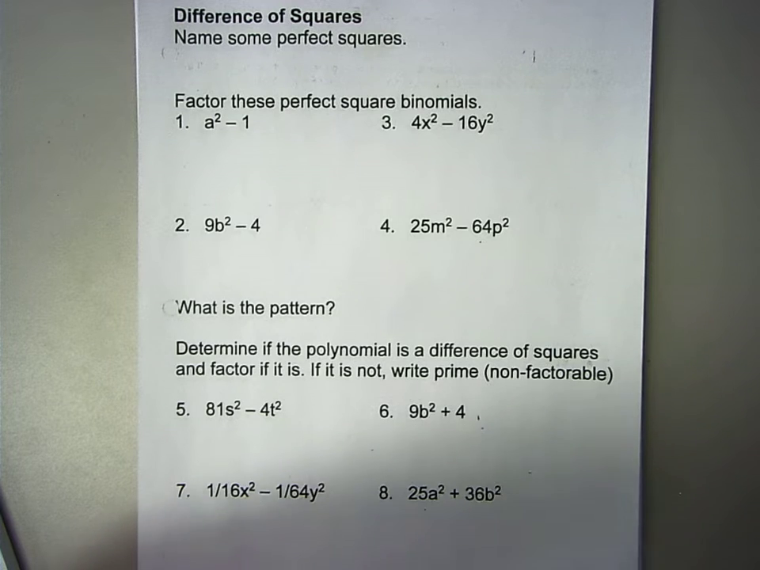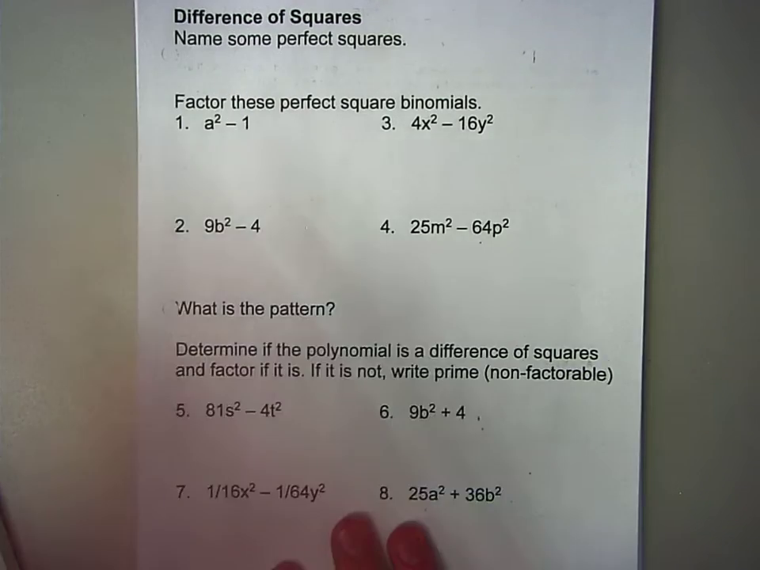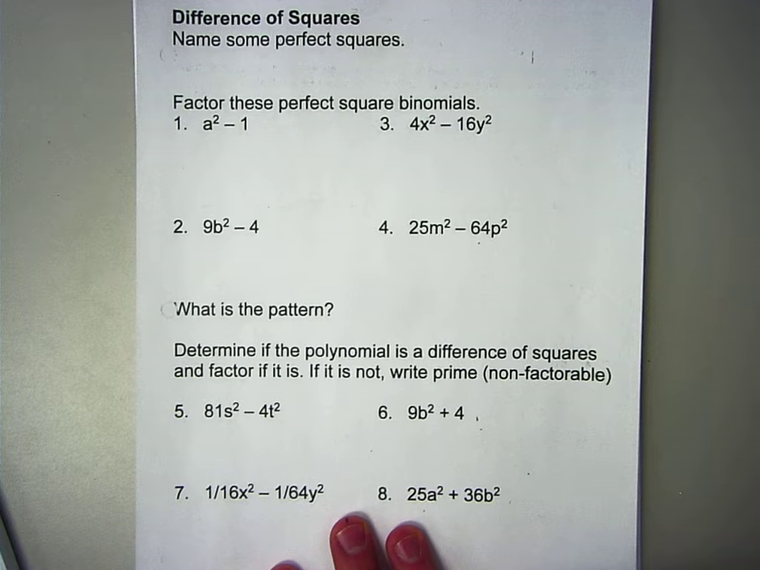So first of all, we're going to do a quick review. We're asked to name some perfect squares. Perfect squares are basically any value times itself. Traditionally for this lesson, we're going to use whole numbers, whole integers.